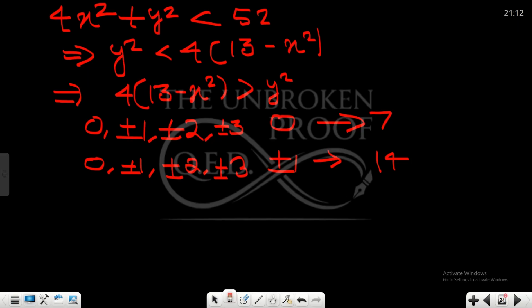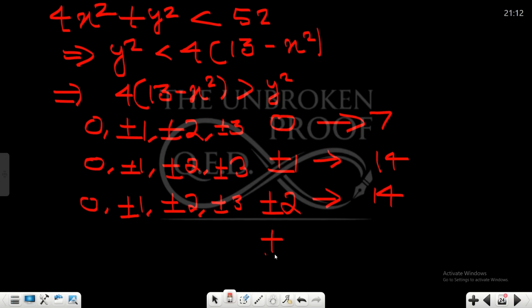And if you take y square as plus minus 2, then the possible cases are 0, plus minus 1, plus minus 2, and plus minus 3 again, because if you place x as plus minus 3, you will get 16, and this will be 4 only, so this is also possible. You will get 14 over here. And if you take y as plus minus 3, you will get 9, and here also you will get all of these elements, so here also you will get 14.